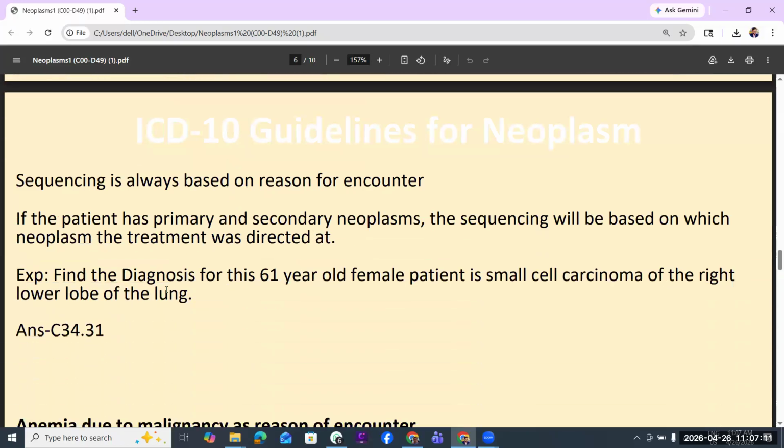Sequencing ICD guidelines for neoplasm. Sequencing is always based on the reason for the encounter. If the patient has primary and secondary neoplasms, the sequencing will be based on which neoplasm the treatment was directed at by the provider or physician. Example: find the diagnosis for a 61-year-old female patient with small cell carcinoma of the right lower lobe of the lung. Answer is C34.31.